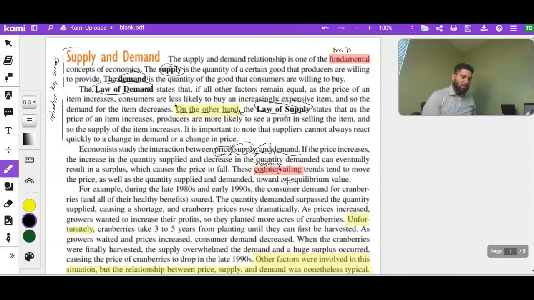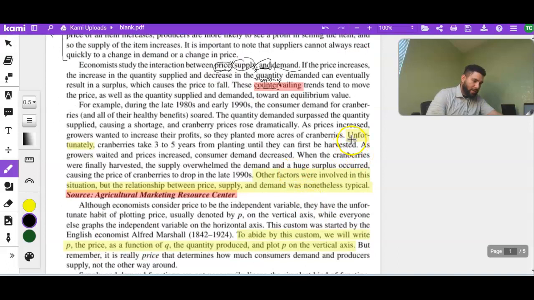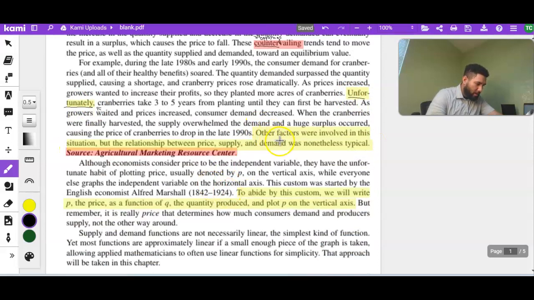You won't know the actual definition, but you can get an idea based off of the context. Okay, and so again, unfortunately, more comma rules, grammar rules: commas after introductory words, and what is this one? Again, that's a list of items. Oh no, right here, what the relationship, other factors were involved in this situation.